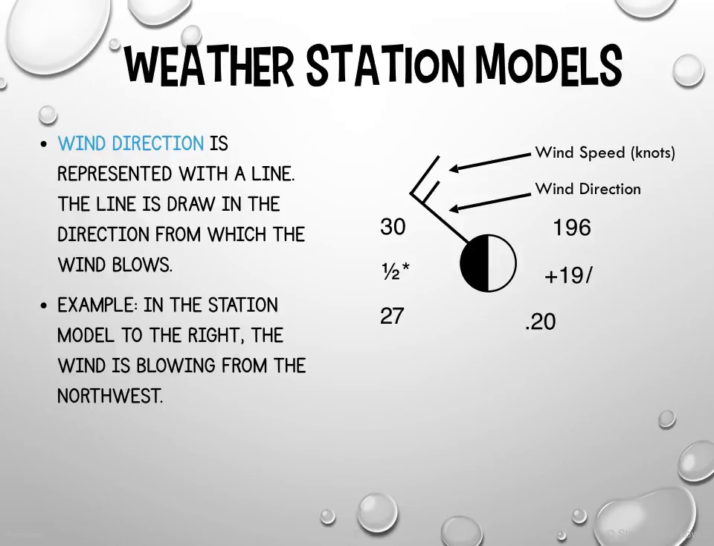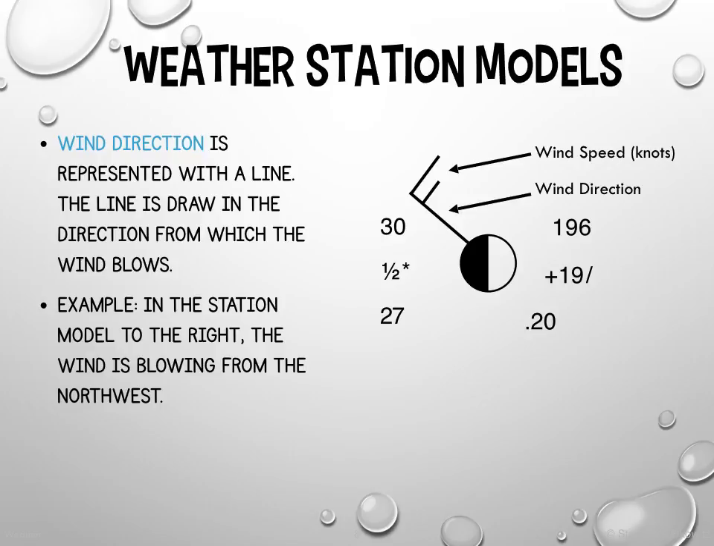Wind direction is represented by that big, tall line that you see connected to the body of your weather station model. It has wind speed and direction. Remember, wind speed is in knots. We're drawing the line in the direction from which it's blowing. Remember, we don't tell where it's going to with the direction, it's where it originated from. So in here, the wind is blowing from the northwest.